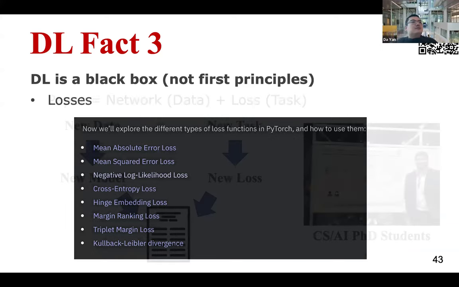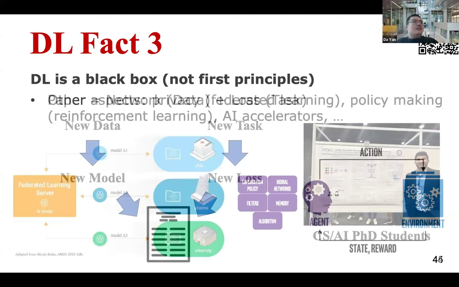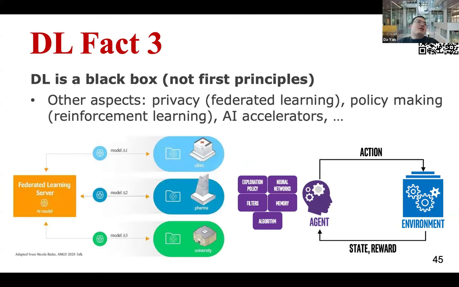Okay. So why are there so many deep learning works these days? It's crazy, unreasonably many. Because first of all, you have data, then you have a task, then you see how deep learning can play with it. From new data, you generate a new model. From a new task, you generate a new loss function, and piece them together. You get a new paper. So you're happy, you present some paper as a PhD student. And again, this field has become so crowded.